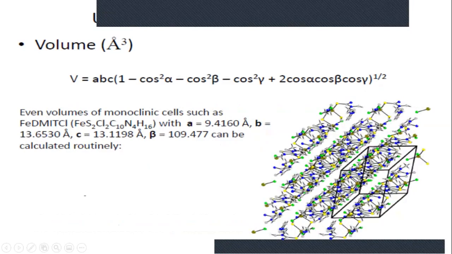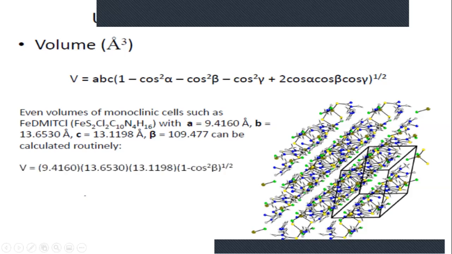So here we have this unit cell. It has an A-axis of 9.416, B of 13.6530, C of 13.1198, and a beta of 109. And if I didn't tell you, the way you would know this is a monoclinic unit cell is that the cell axis lengths are all different, and it just gives you the beta angle. If it just gives you the beta angle in the lattice parameters and no other angle, that tells you that it's a monoclinic unit cell, because in monoclinic cells, only the beta angle is non-90.